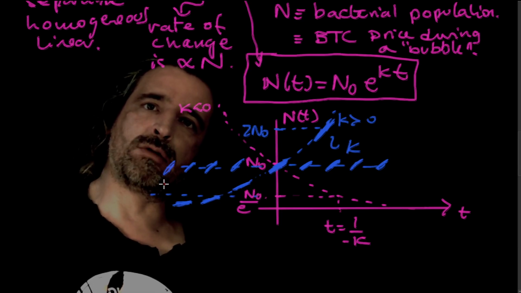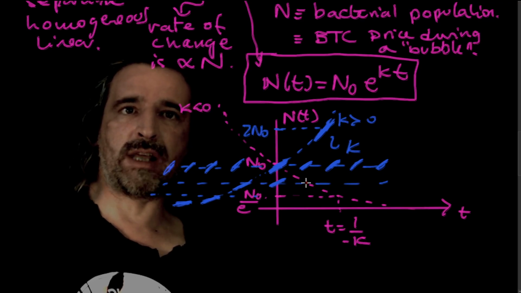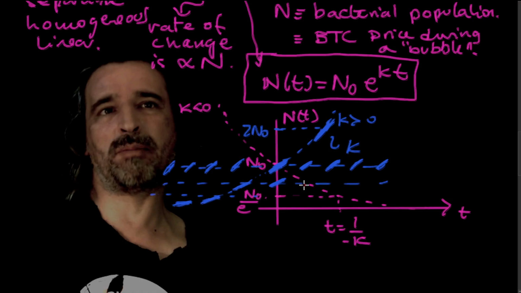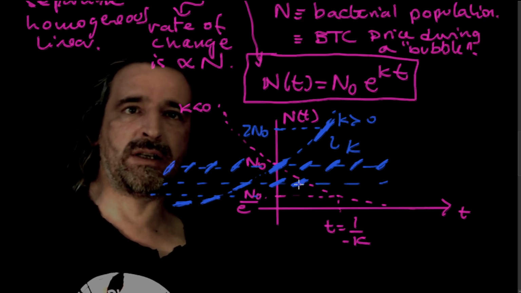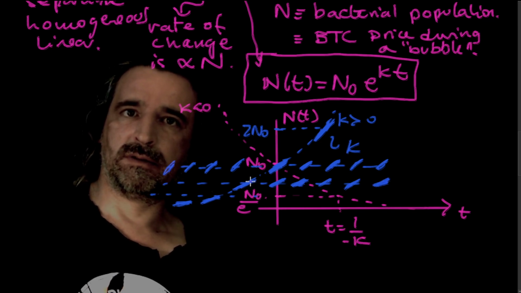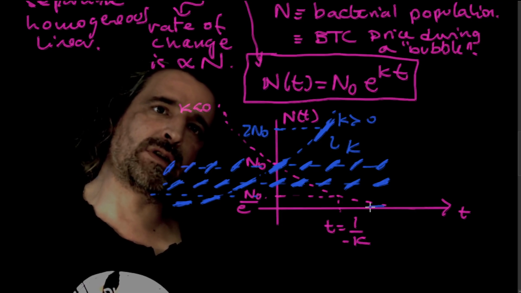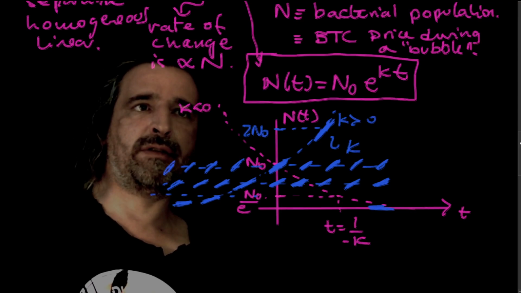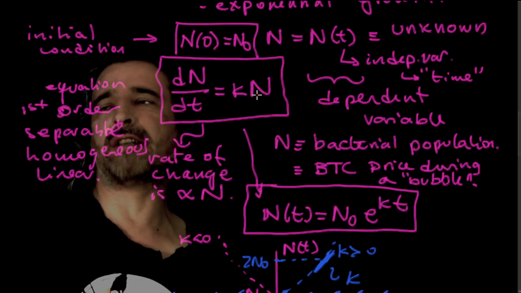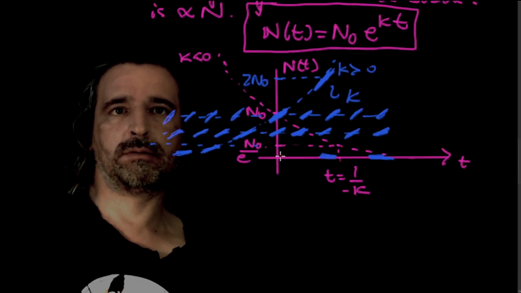So if you go at n equals 1/2, it's going to be something like this. That's for k positive, so it's going to be smaller. And for k equals 0, of course, the differential equation says the slope is k times n. So if you put k equals 0, then you get 0 slope everywhere.